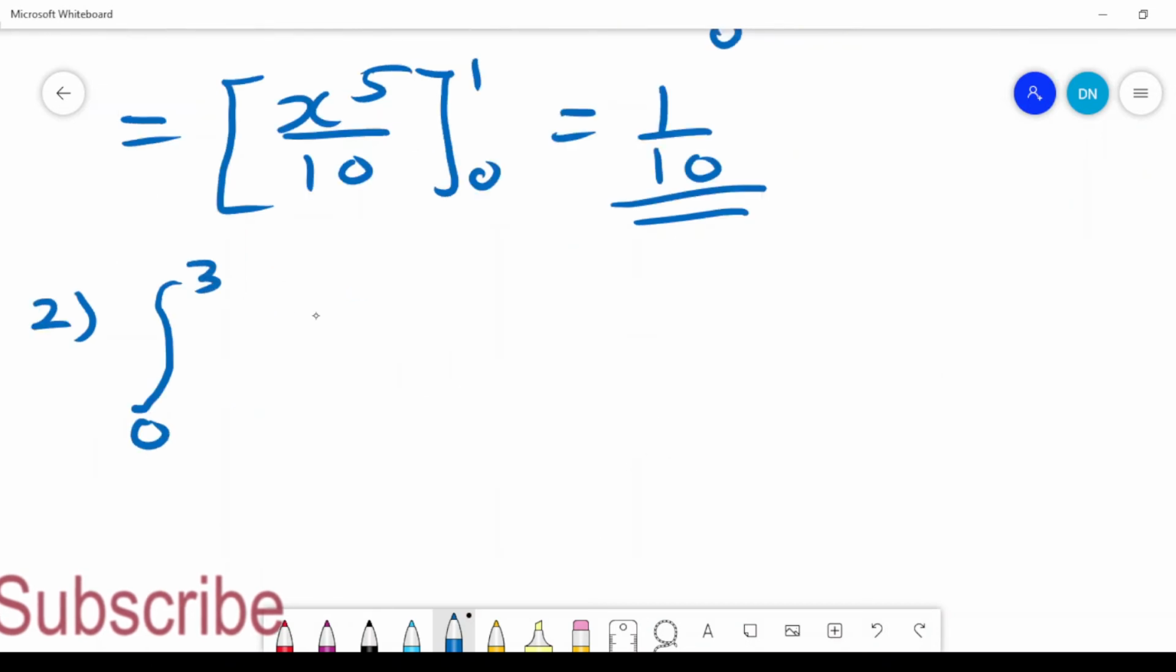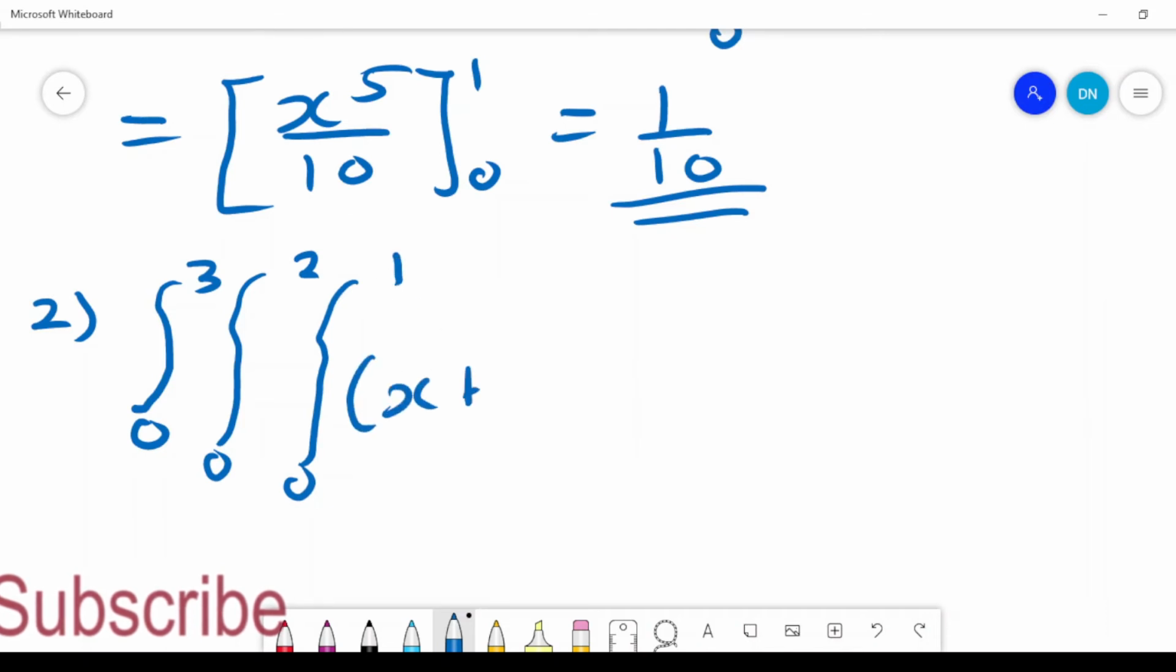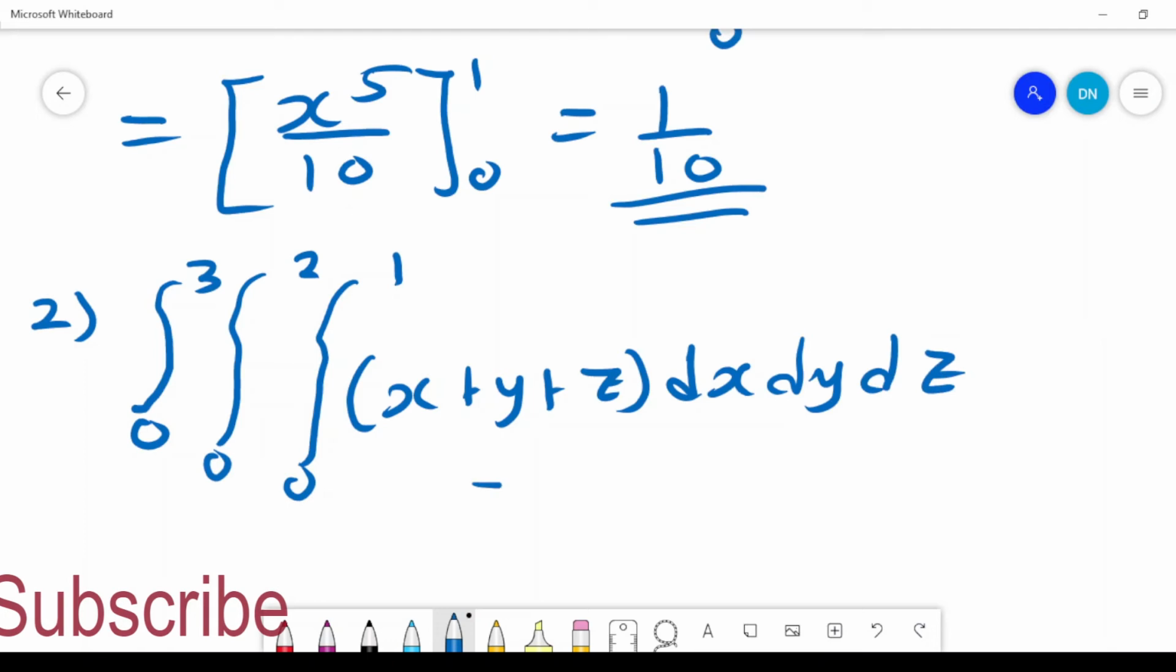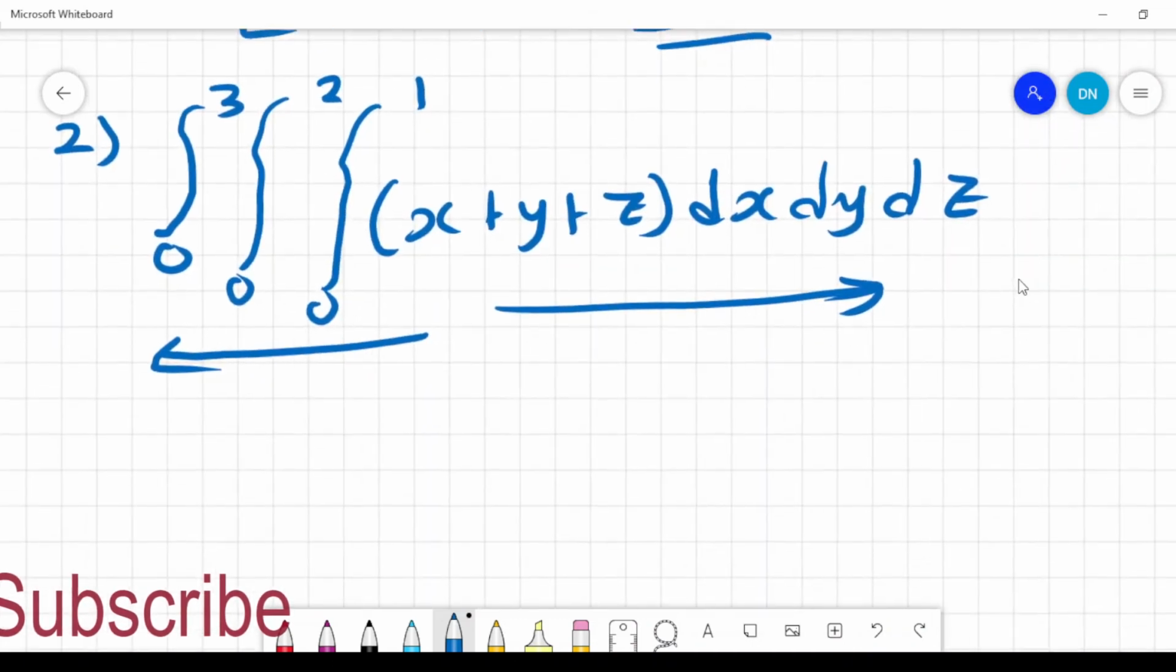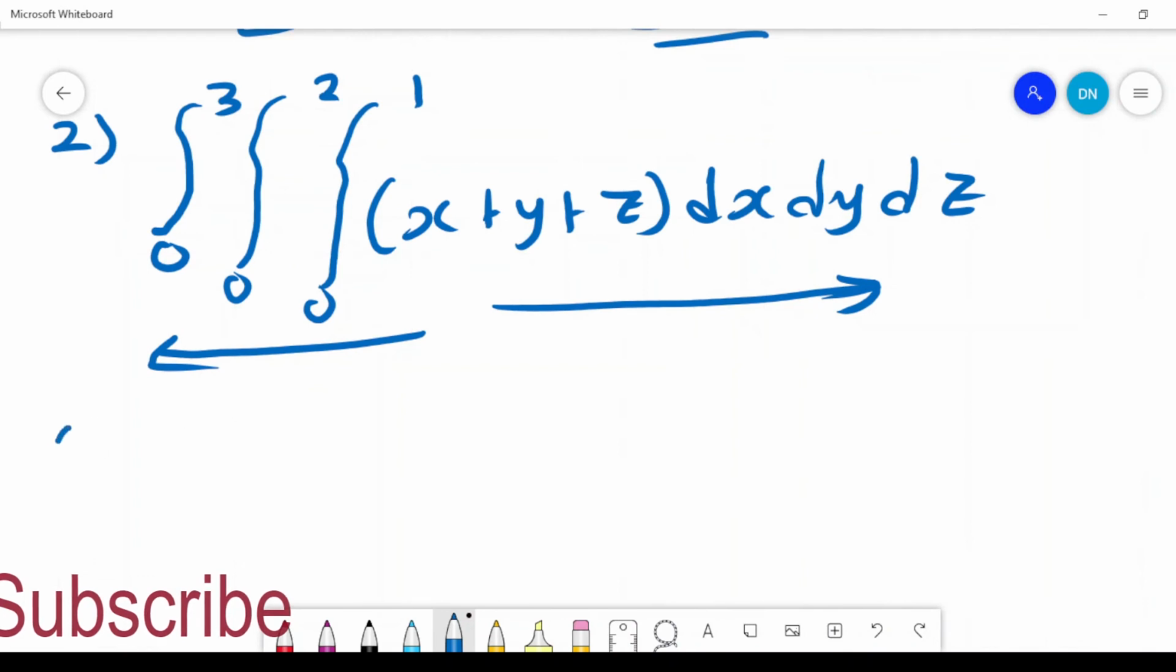Another example is the integral from 0 to 3, 0 to 2, and then 0 to 1, x plus y plus z dx dy dz. Again, I move outward. That means I start with the internal, both from the limits of integration and the integral with respect to, and that gives me 0 to 3, 0 to 2.